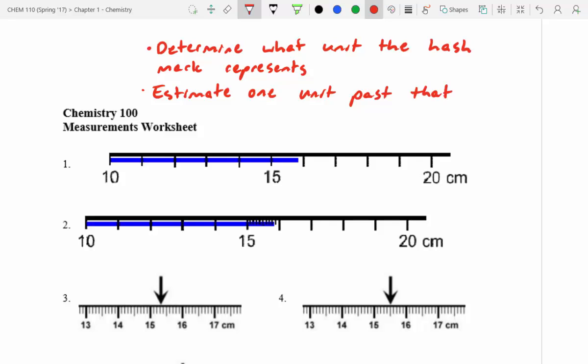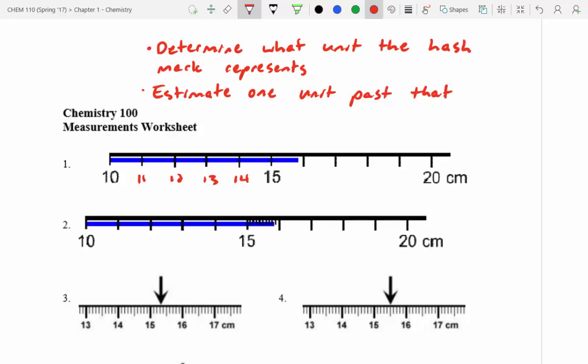So for example, with number 1, what are our units for the hash marks? Is it the ones place, tens place? What do you guys think? I'd say each hash mark that you see is a ones digit, right? So if we go through, we'd say this is 10, 11, 12, 13, 14, 15, and so on. You don't have to have a number at each of the hash marks, but you want to know which unit the hash marks are representing, right? So the hash marks are the ones place, which means we need to estimate 1 digit past the ones place. So we need to estimate to the tenths place.